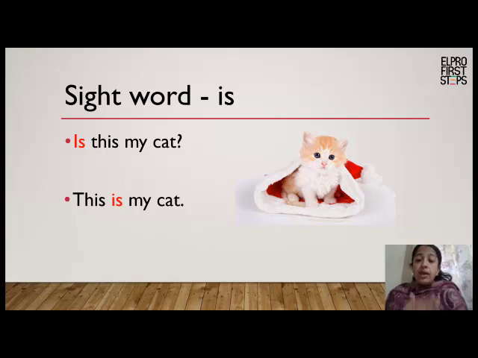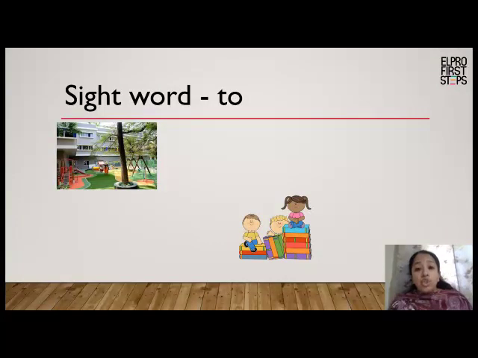This is my cat. So we have asked a question and we have given the answer both using the word is. Is this my cat? This is my cat. Understood? So the sight word is is. I-S, is. The next word is to.